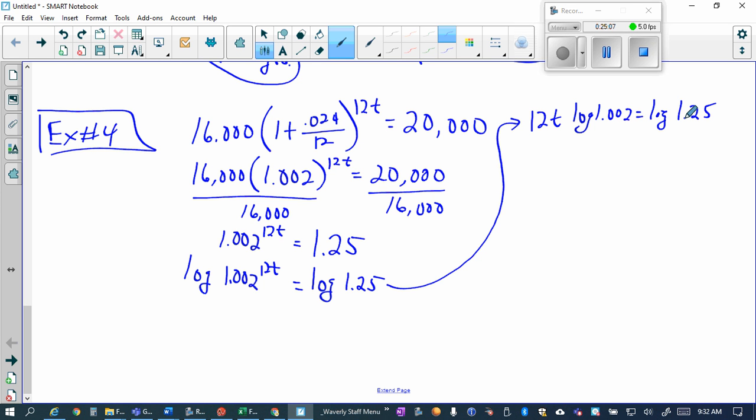Yeah, might as well do the 12 and the log at the same time. So divide this by 12 log 1.002, same here. So we end up with t. Hopefully you get about 9.3 years.